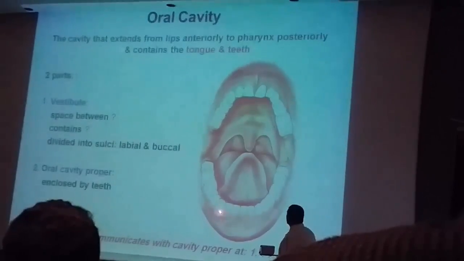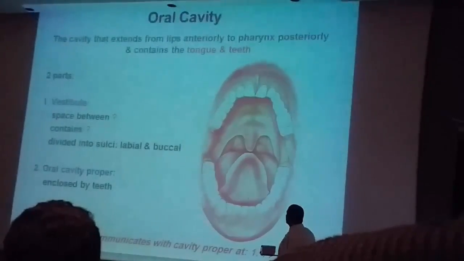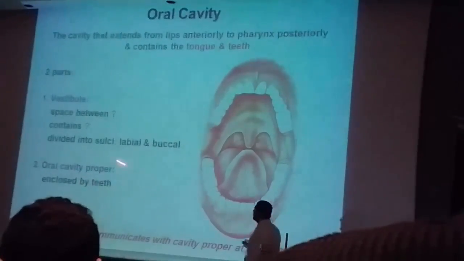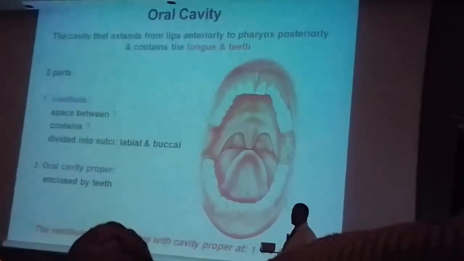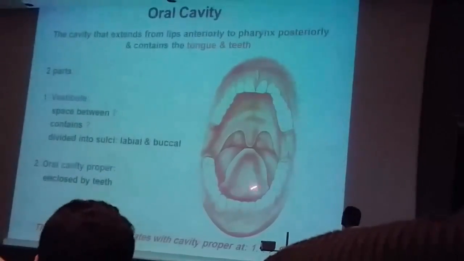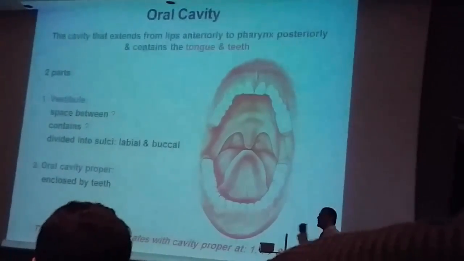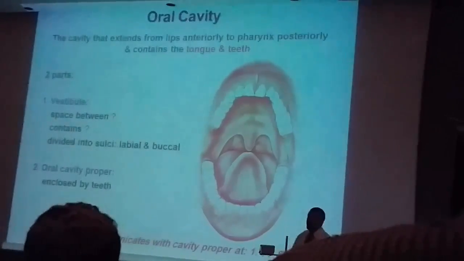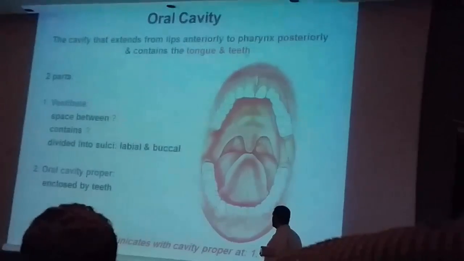That's the vestibule. But the main part of the oral cavity is what's covered inside by the teeth. So we call it the oral cavity proper. Proper means the main part. Okay? So the main part of the oral cavity is the oral cavity proper, which is covered by the teeth, and it does contain the tongue. So the tongue is located in the oral cavity proper.